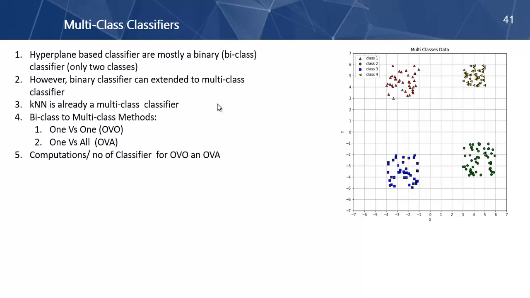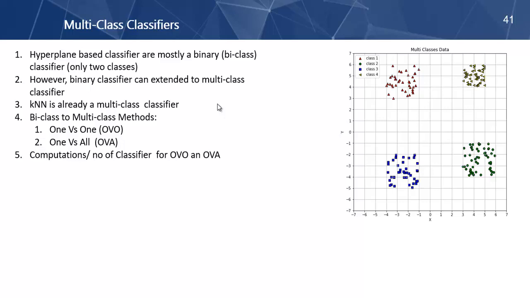So yes, even though we have a binary class, we need not regret that, because fortunately the binary classifier can easily be extended to classify multiple classes, to make it a multi-class classifier in most cases. KNN is actually already a multi-class classifier, so we will not bother about it.